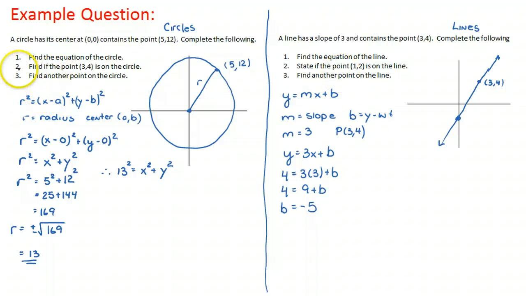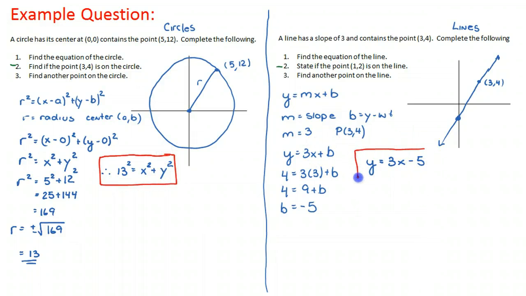Alright, let's do part 2 now. We'll do part 2 in green. So if we want to find the point, let's go to this one first. If we want to state if the point 1, 2 is on the line, well, if the equation of my line, actually, let's just write this. The equation of my line is y equals 3x minus 5. And let's just circle these or box them in.